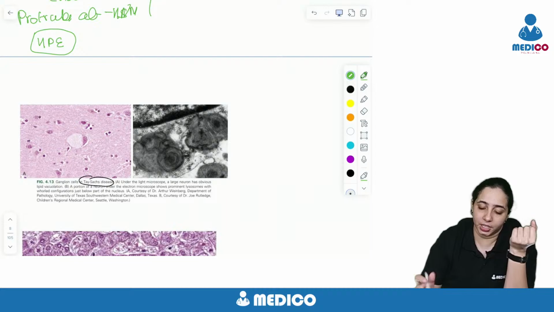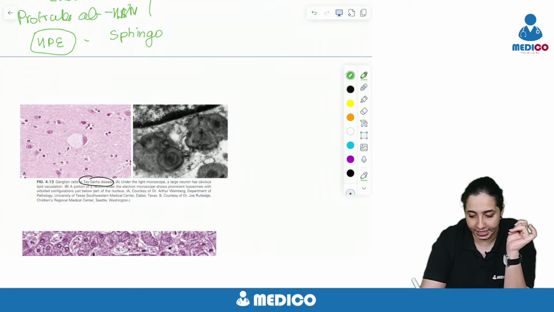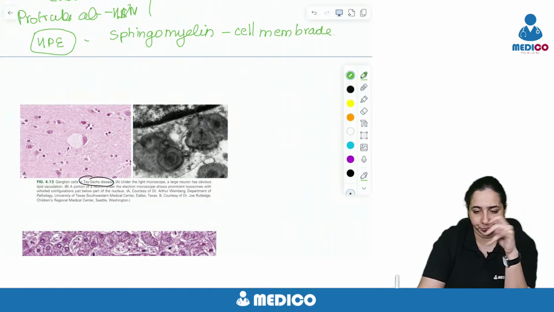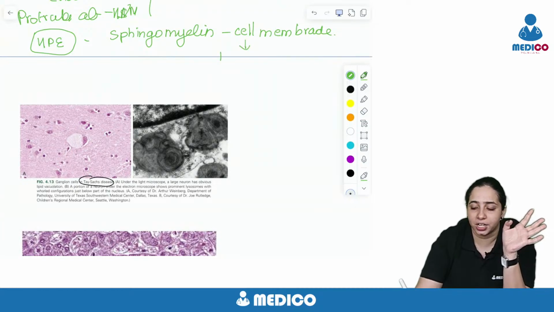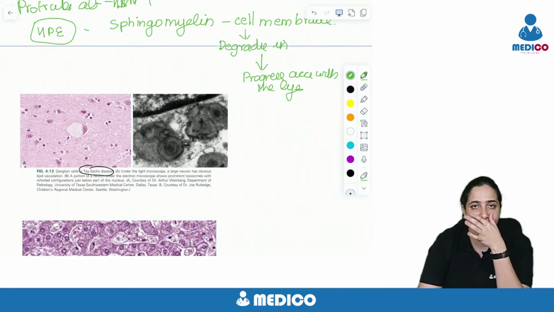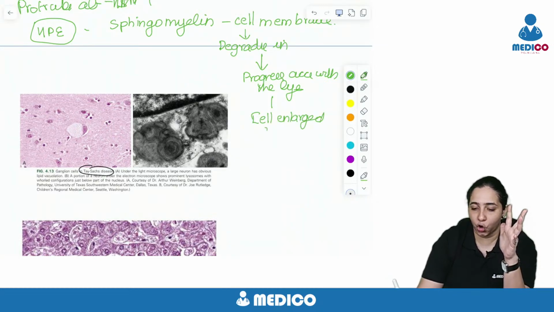So again, talking about Niemann-Pick disease, you have sphingomyelin. What is sphingomyelin? It is something that is present in the cell membrane. It is a phospholipid that is present in the cell membrane. Now, in the normal case, it has to undergo degradation in the lysosome, but this degradation is not happening. So what is happening? These progressively get accumulated within the lysosome. Okay, so these are getting accumulated within the lysosome, and you have a cell which is enlarged with foamy appearance.